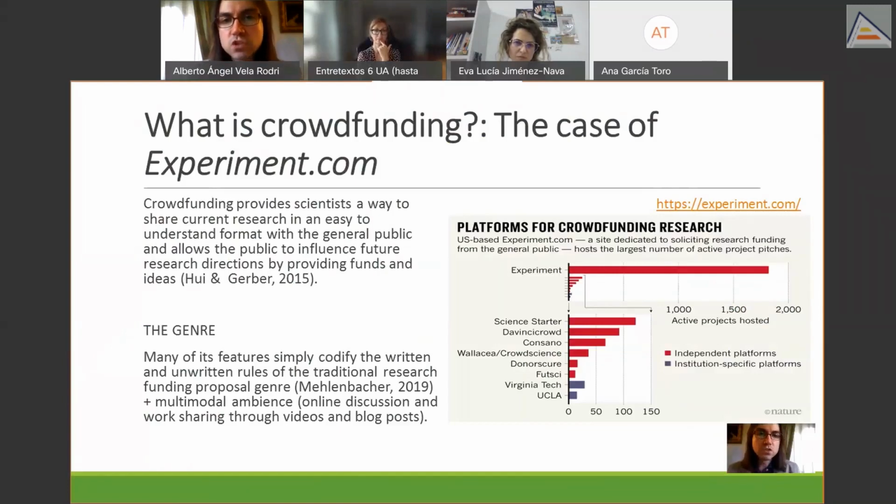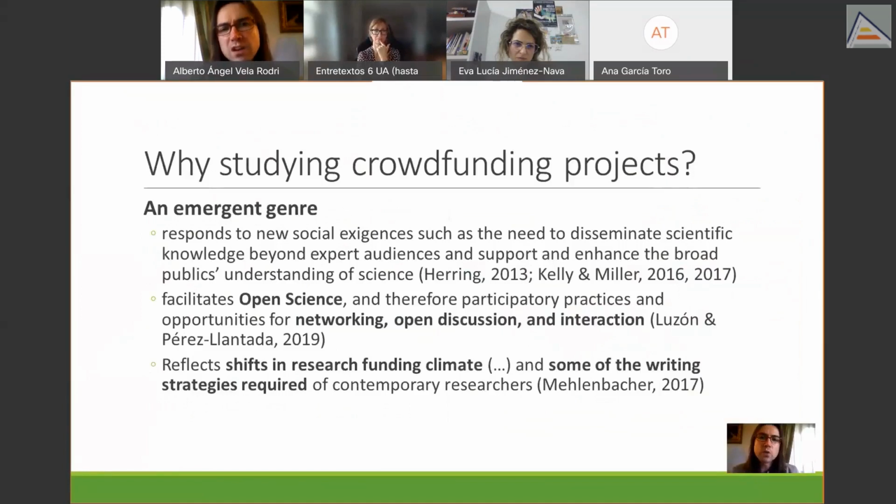If we move on to the right side of the slides, we get the platforms of crowdfunded research today, and we can see that by far experiment.com is the most common and the most important at this very moment, according to Nature. We are studying crowdfunding projects because the crowdfunding genre is an emerging genre which responds to new social exigencies, because there is a need to disseminate scientific knowledge beyond expert audiences, and also it helps to support the broad public's understanding of science.